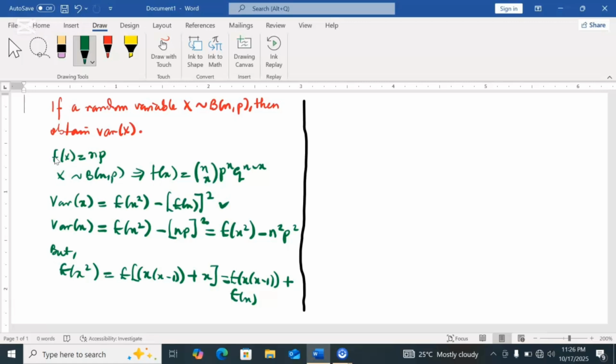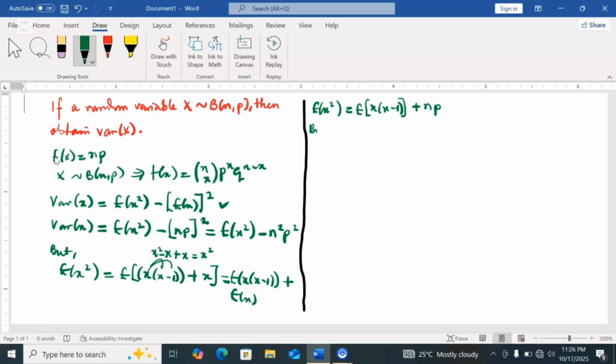Now, we have done nothing wrong, because if you multiply x by x, you end up having x squared. Multiply x by minus 1, you end up having minus x, then plus the x over here would give you this, and this will reduce to x squared. So we've just written x squared in another form. Now, going by that, we would have expectation of x squared equal to expectation of x times x minus 1, like we wrote earlier on, plus expectation of x, which is np already.